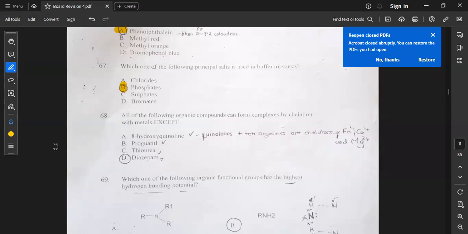I guess no one has something to add on the buffer systems. Next, we go to the next question. All of the following organic compounds can form complexes with metals by chelation, except. So which one cannot form a complex?